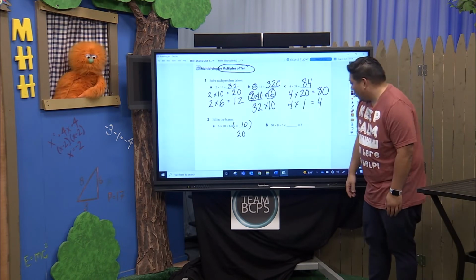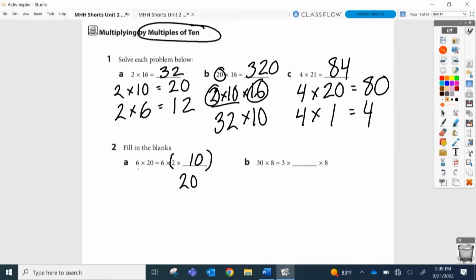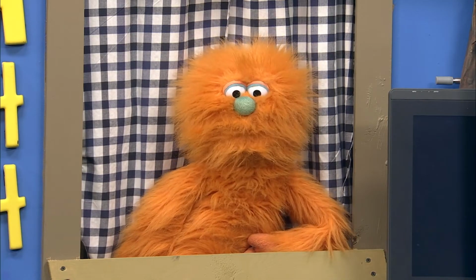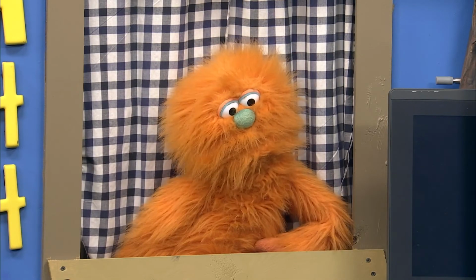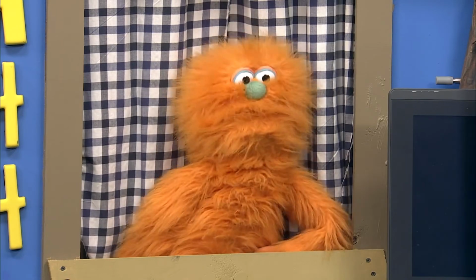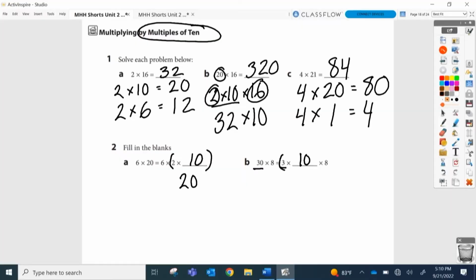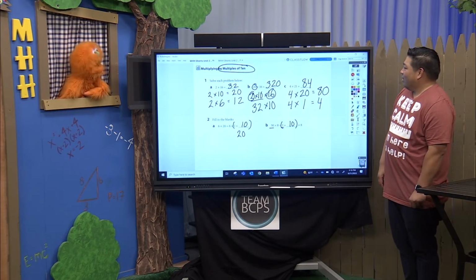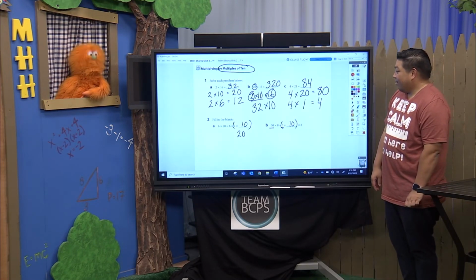Cool beans. All right, 30 times 8 equals 3 times blank times 8. Oh, I know. Again, we have a 3 compared to a 30. So again, we just have to multiply by 10, because 3 times 10 equals 30. So 30 times 8 equals 3 times 8 times 10. This is so cool. I love this. Awesome. I always love learning new things. It made it so easy.